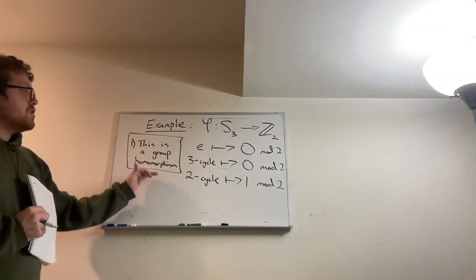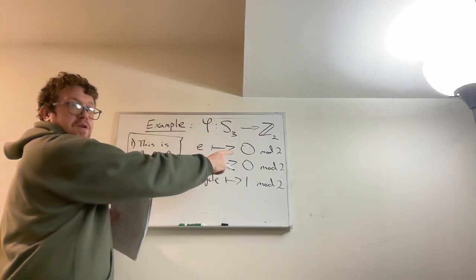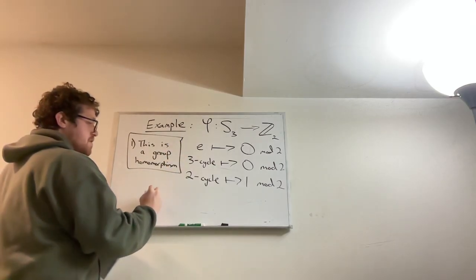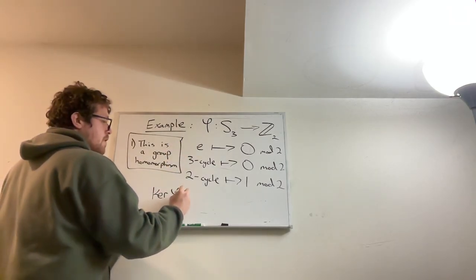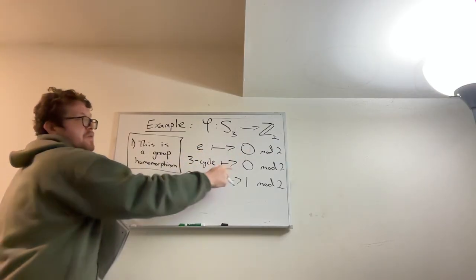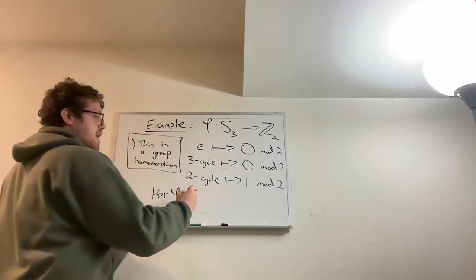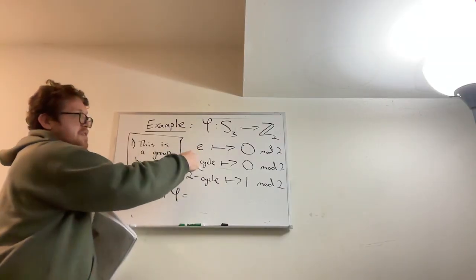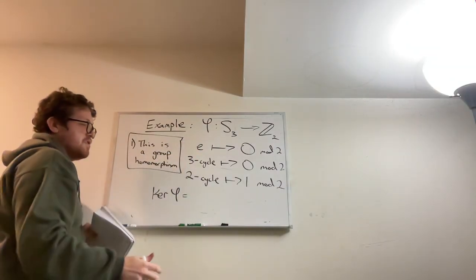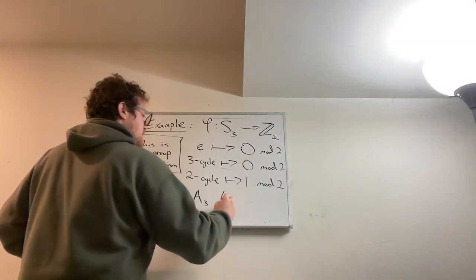So first, you should show this is a group homomorphism, but after that, it's pretty clear what the kernel is. So the kernel here explicitly is, well, what maps to 0? The identity maps to 0, and any 3-cycle maps to 0, but these don't map to 0. So the kernel is all of the 3-cycles and the identity, and we call this subgroup A3. This is the even permutations.